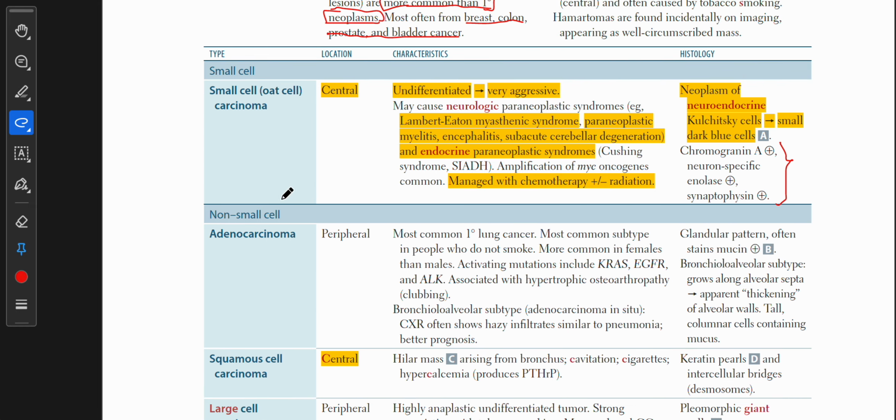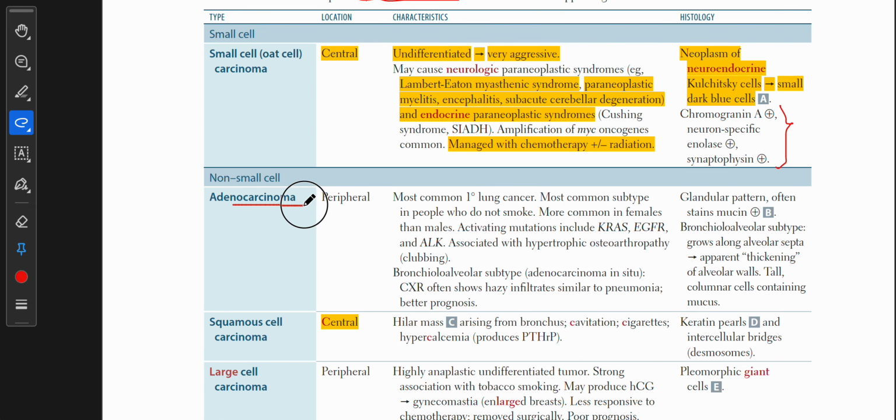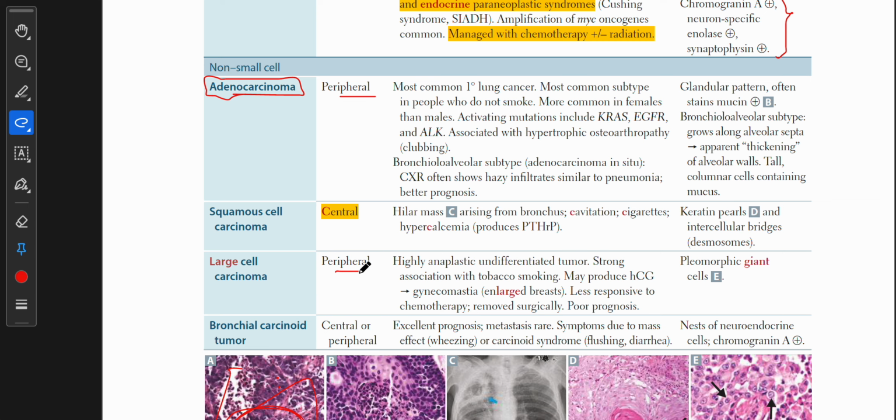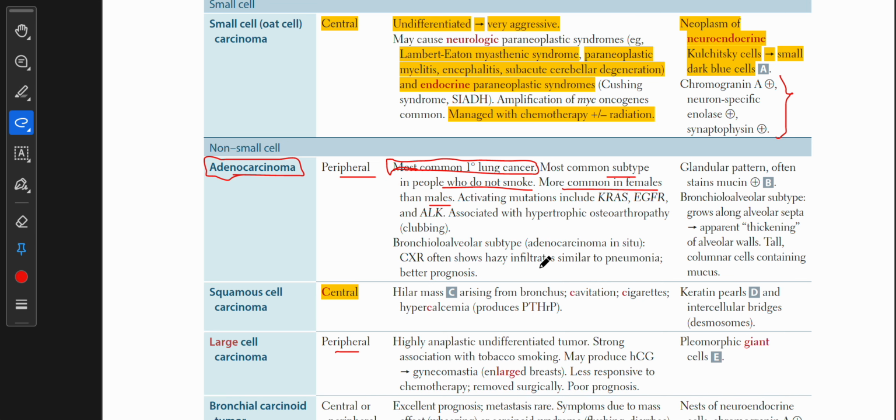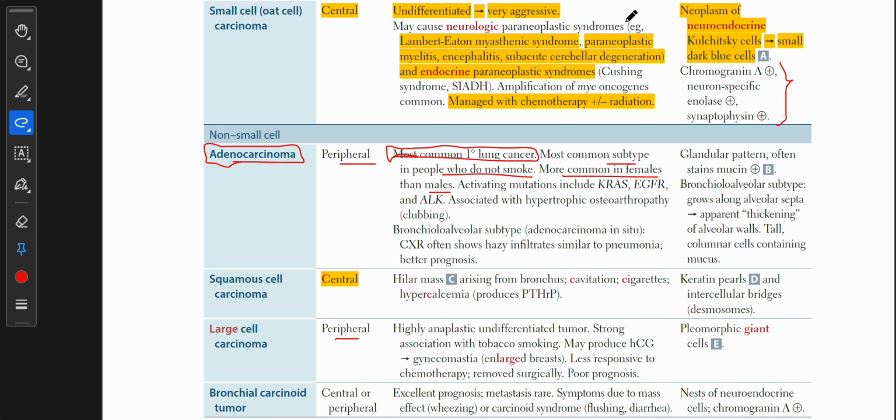And in non-small cell carcinoma, there is adenocarcinoma, which is a tumor of the gland, and its location is peripheral. And large cell carcinoma is also peripheral. So the most common primary lung cancer is adenocarcinoma. This is also very important. It is also the most common subtype in people who do not smoke. It is more common in females than males. Activating mutations include KRAS, EGFR, and ALK, and it is associated with hypertrophic osteoarthropathy, that is clubbing.